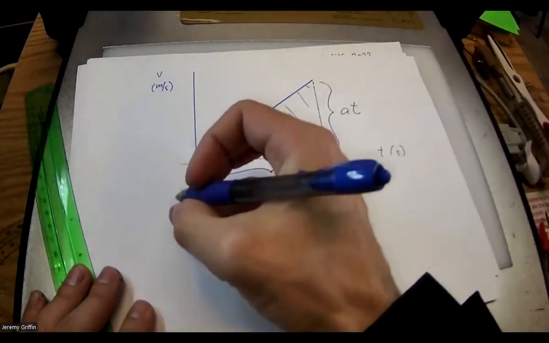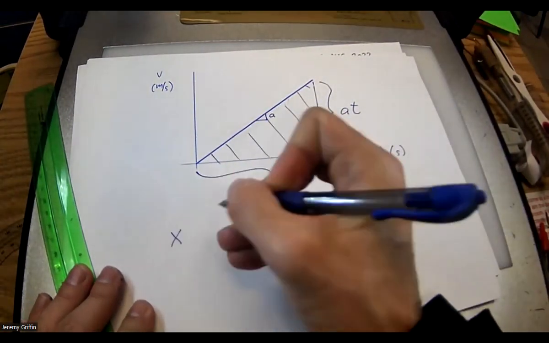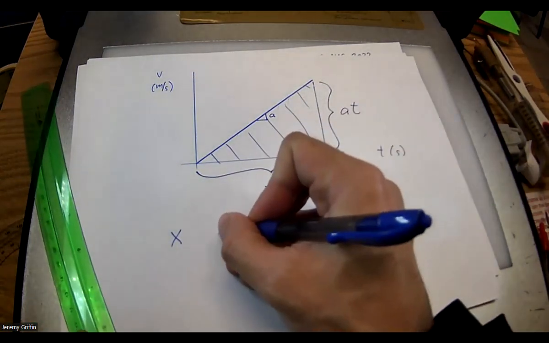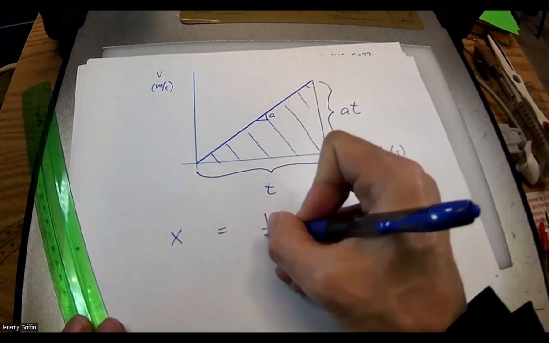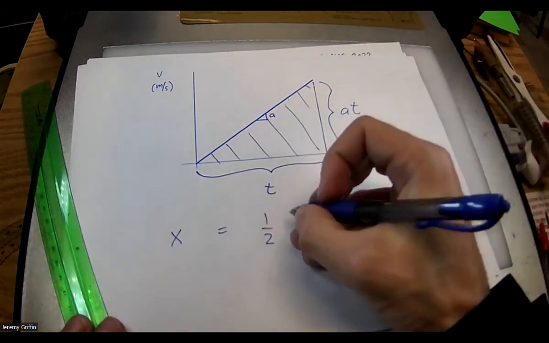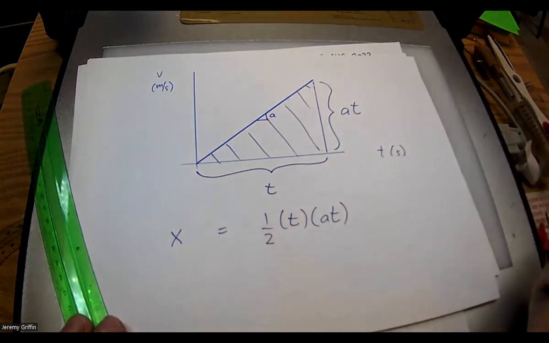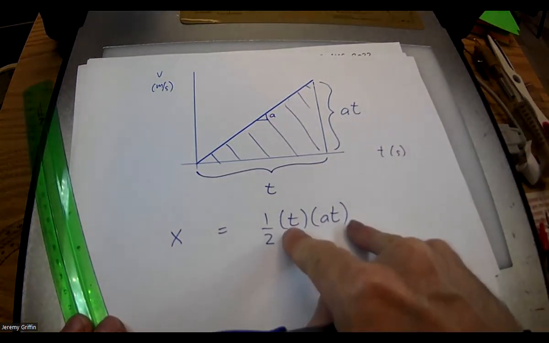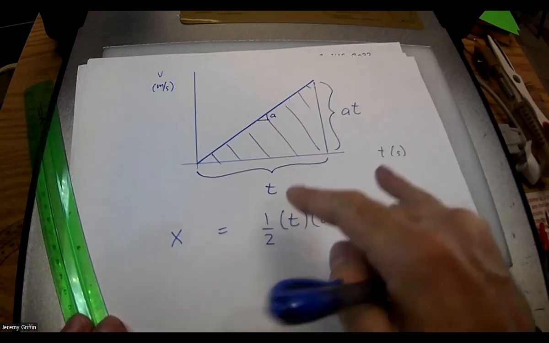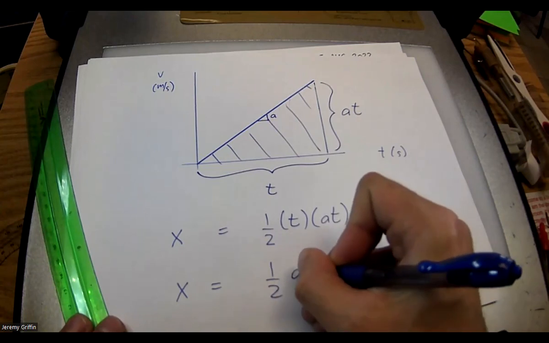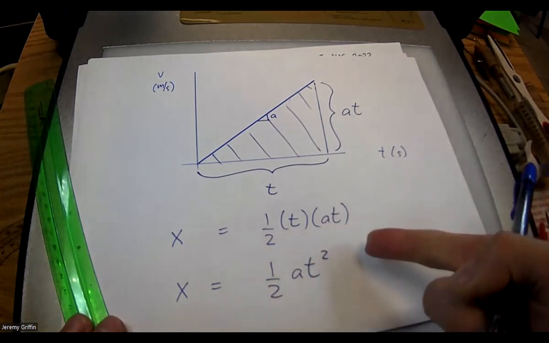Right, then the area of the triangle, which should represent displacement, like how far your car rolled, how far that ball's falling down the edge of the cliff, is 1/2 base times height, because it's a triangle. The base is T, the height is AT. Right? Let's put it all together. X equals 1/2 AT squared. That's what T times T is, right?